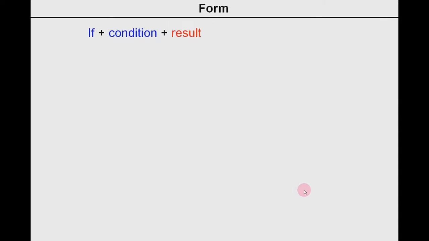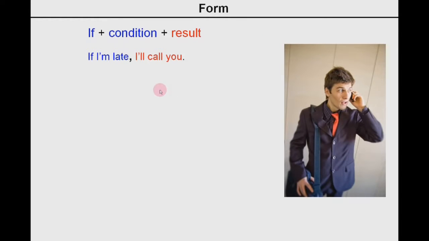The form. There are two choices for the form. First choice, if, condition, result. For example, if I'm late, I'll call you. So here we have the if condition and then the result. And when we are writing the first conditional, there is a comma here, after the condition and before the result.